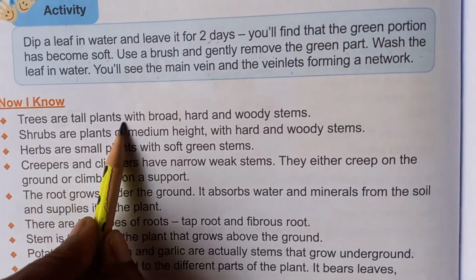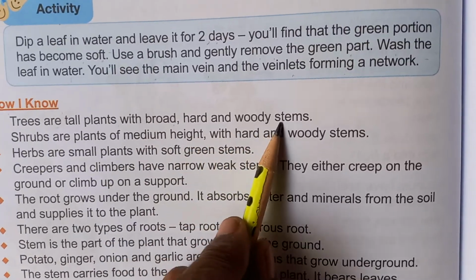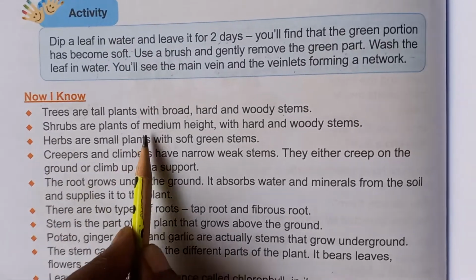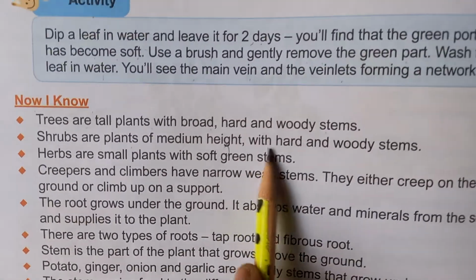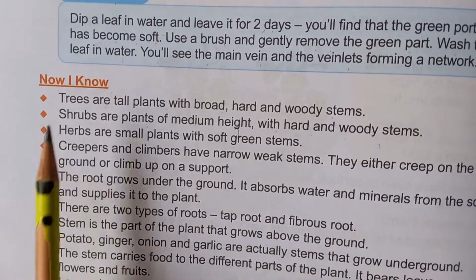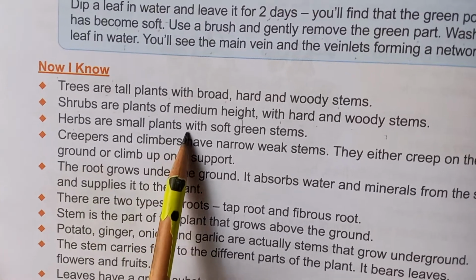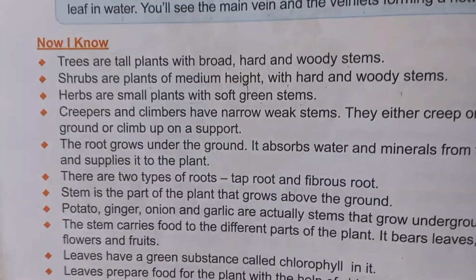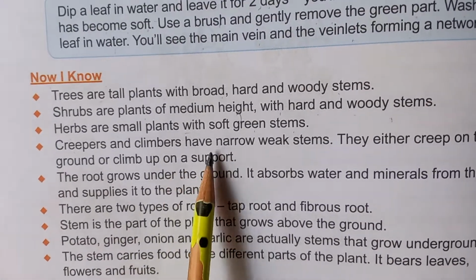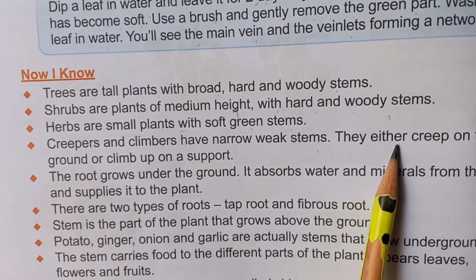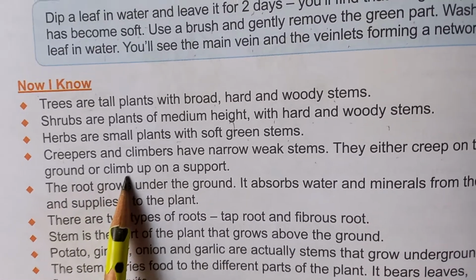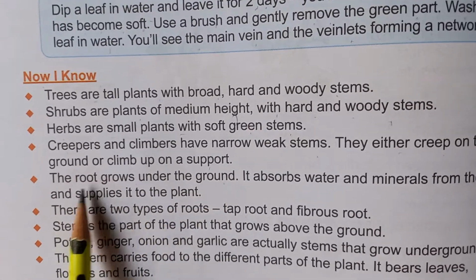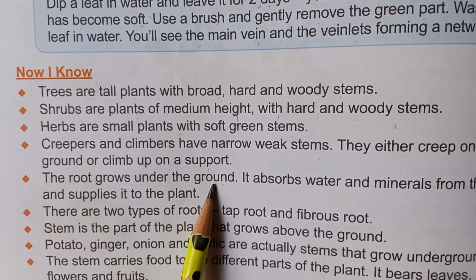Now see here. Trees are tall plants with broad, hard and woody stem. These are the points you have to read. Shrubs are plants of medium height with hard and woody stems. Herbs are small plants with soft green stems. Creepers and climbers have narrow weak stems. They either creep on the ground or climb on a support. The root grows under the ground. Where does the root grow? The root grows under the ground.